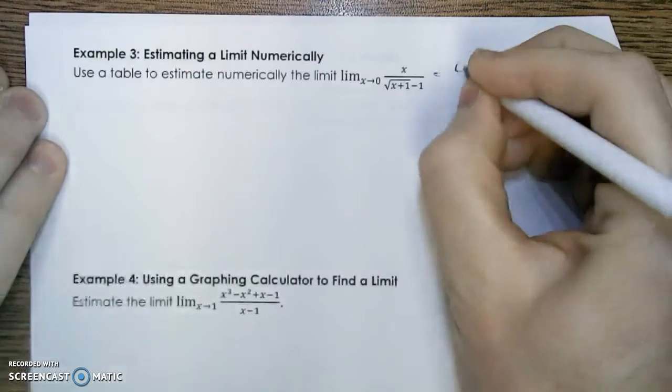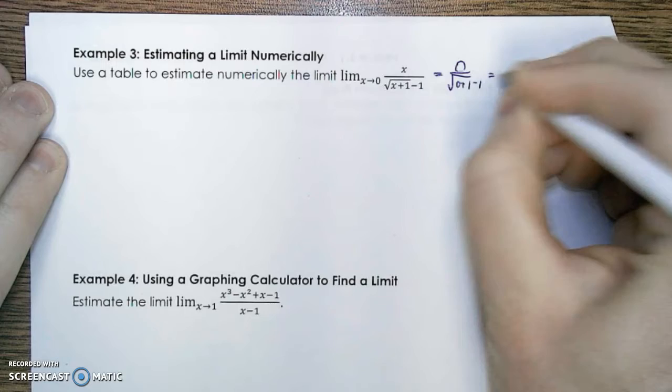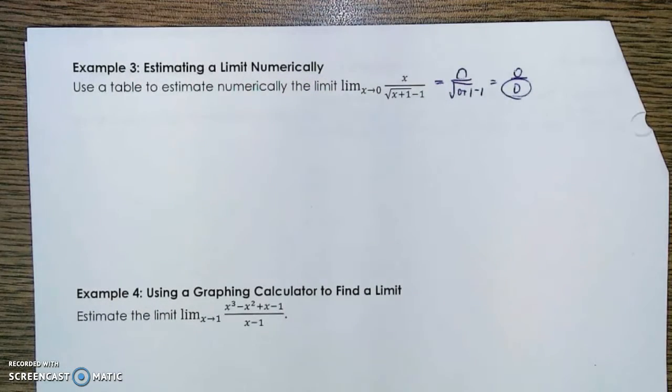I'm going to have 0 over 0 plus 1 minus 1. So I'm going to get 0 over 0. No, we can't have 0 in the denominator. So this is a case where you try plugging in the number, but you don't get an answer out. And this is where we need to use limits if we want to find an answer to this problem.